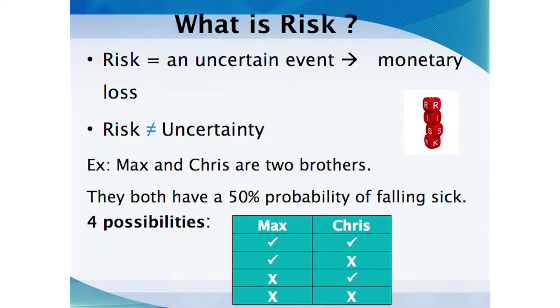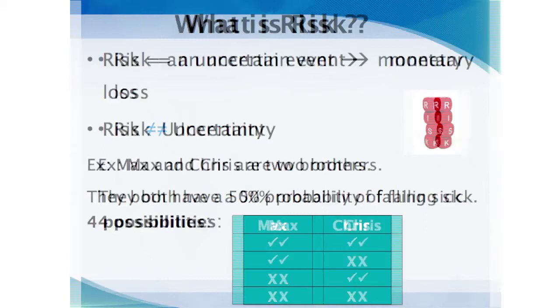For example, take the case of two brothers, Max and Chris. A person can either be sick or not sick. We know that there are 4 possible consequences. Both are sick, only Max is sick, only Chris is sick, both are not sick. But at any time, we cannot be certain which of these 4 consequences will take place. There is always a risk of them falling sick, in which case the treatment will cause them to spend money.